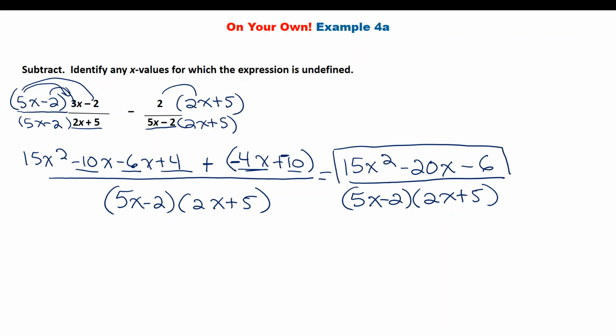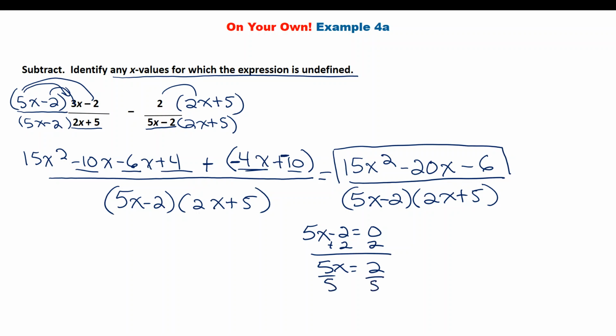So in this case, we need to go back and identify the x values for which the expression is undefined. So let's set everything equal to 0. 5x minus 2 equals 0. Add 2 to both sides. 5x equals 2, so divide both sides by 5. So x equals 2 over 5. When x equals 2 over 5, our equation is undefined.